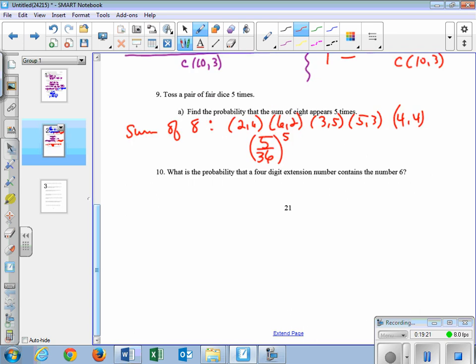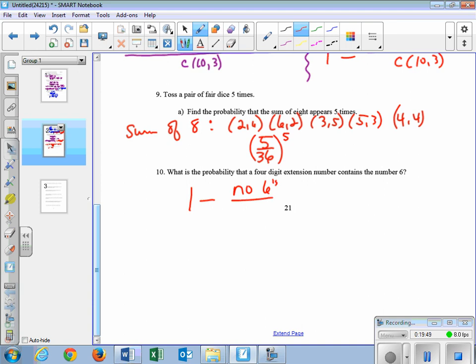Okay, number 10. What is the probability that a 4-digit extension number contains the number 6? Now the problem with this, it doesn't say if I have 4 sixes, 3 sixes, 2 sixes, 1 six, and oh wow, this could go on forever. So what I'm going to do is I'm going to do 1 minus no sixes.